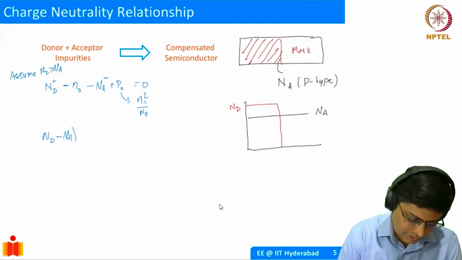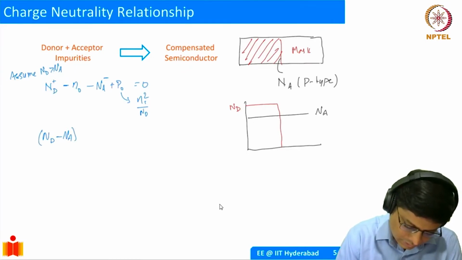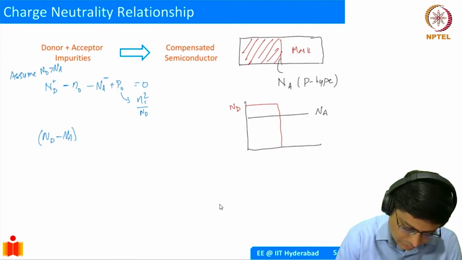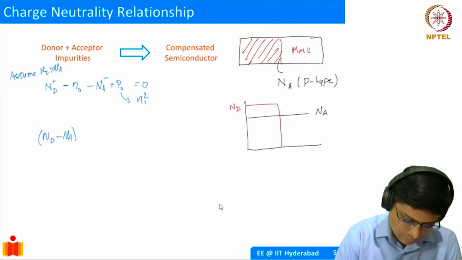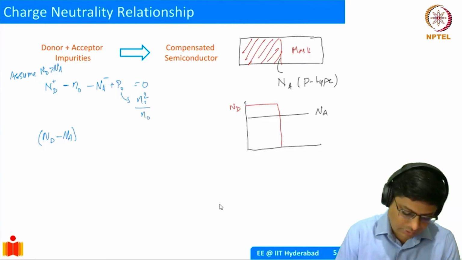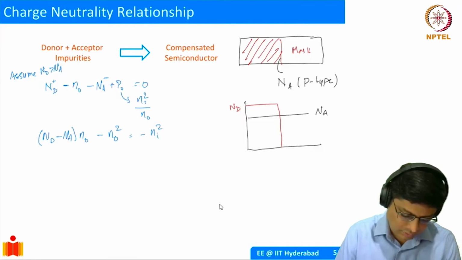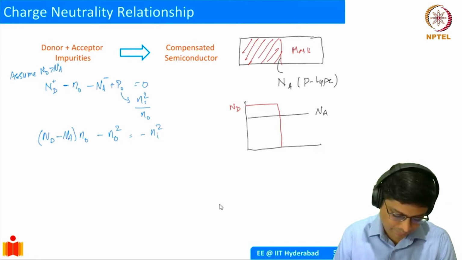So I can write this, and then I multiply by n naught. It looks kind of weird, but this is n naught times n naught. So I will write it as (Nd minus Na) n naught minus n naught squared equal to minus ni squared. Right, that's what it should be.